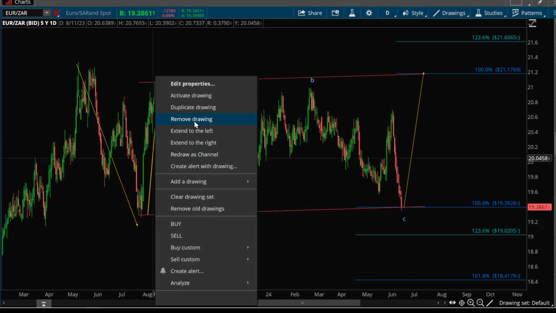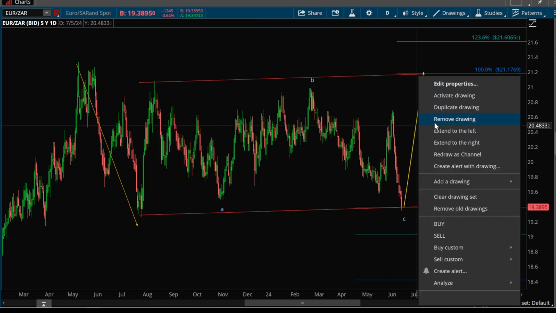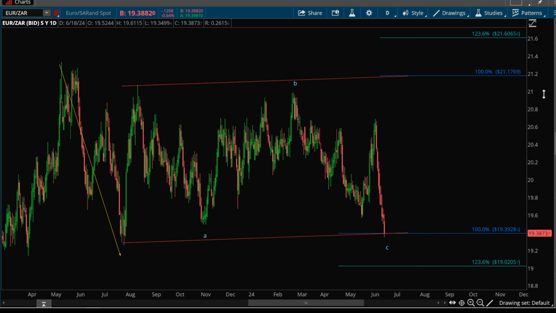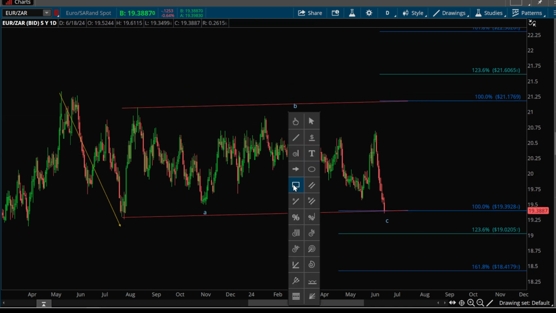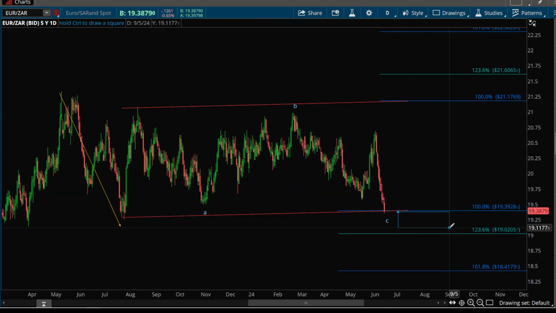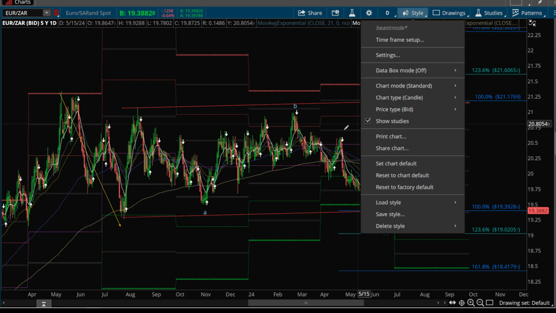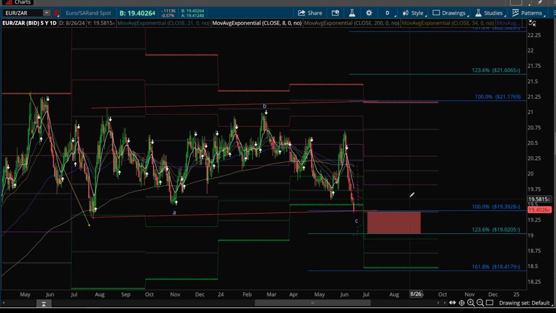So remove that, and this is a trade that I am going to be taking. Here's my risk, all right? And when we put our indicators back on, I'm looking at about a 5-to-1 up to this 100 in your quarterly R2.